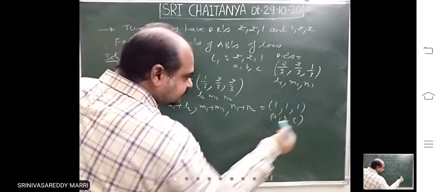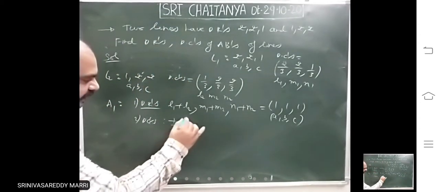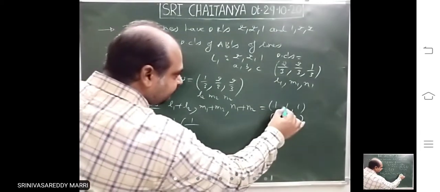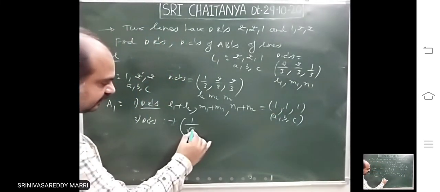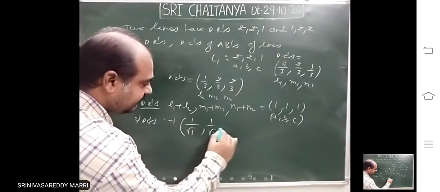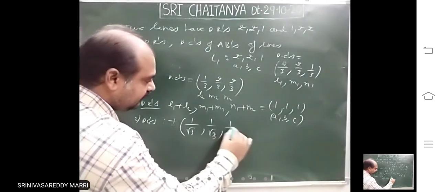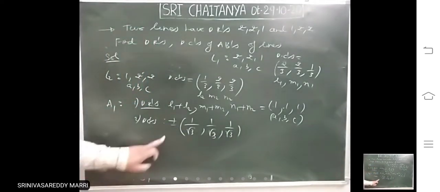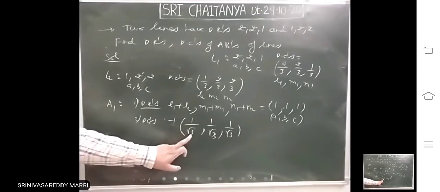You know DRs. DRs are known. What is the formula? Plus or minus A divided by root of A square plus B square plus C square. Root 3. B divided by root of A square plus B square. Root 3. Root 3. You write now here plus or minus. No problem. Right? So these are the DCs.